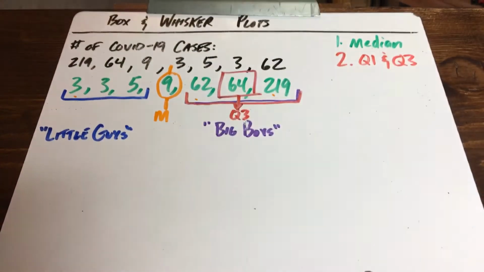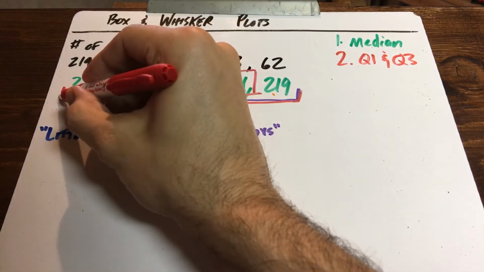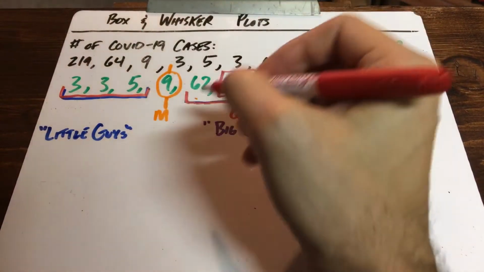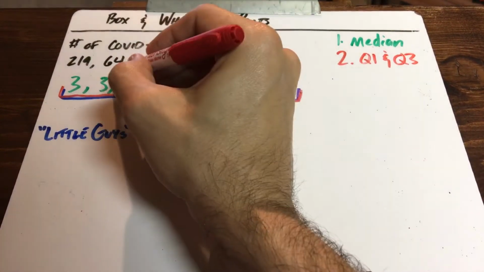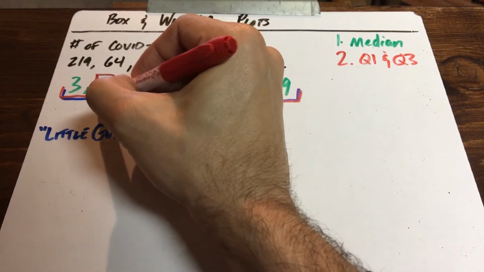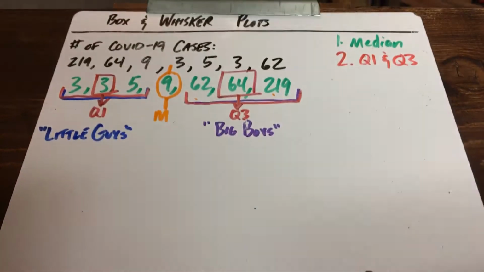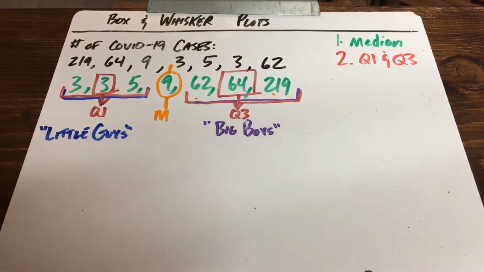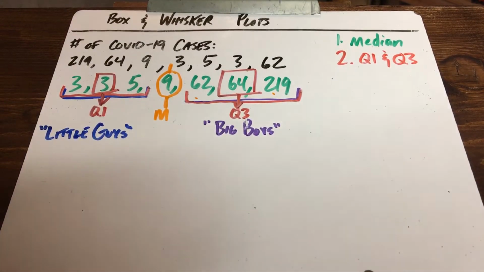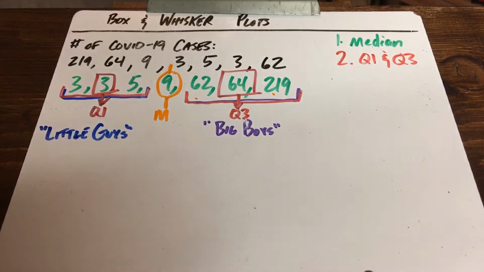And then you also find the median of the little guys. What's the median of these 3 numbers? And the median of these 3 numbers is obviously right here, right? And that is Q1. That's the lower quartile. And so that's how you do a box and whisker, right? We have almost everything we need.